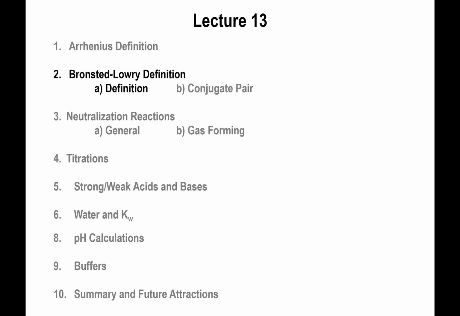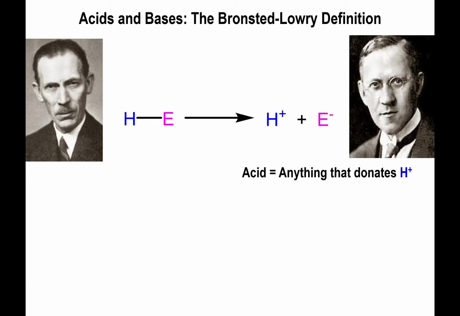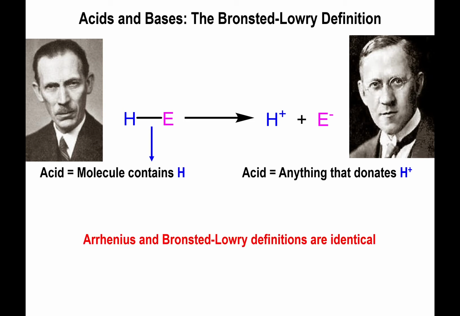Alright, so that's the Arrhenius definition. You either have an H plus or you have an OH minus, in which case you're an acid or a base. But then Bronsted and Lowry come around and they augment the definition somewhat. First of all, when they look at the acids, they say an acid is anything that donates an H plus, produces an H plus, in other words. And in that sense, they don't really extend the definition of an acid. It's pretty much the same as that of Arrhenius.